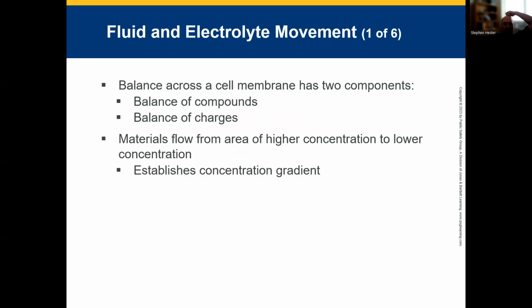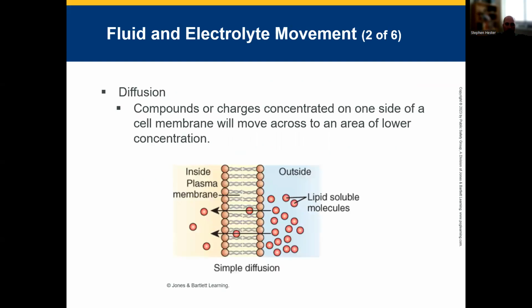Balance across the cell membrane has two components: balance of compounds and balance of charges. Materials flow from an area of high concentration to an area of low concentration, establishing a concentration gradient. This depends on whether the cell membrane will allow the material to pass through it. Diffusion is when compounds or charges concentrated on one side of a cell membrane move across it to an area of lower concentration.